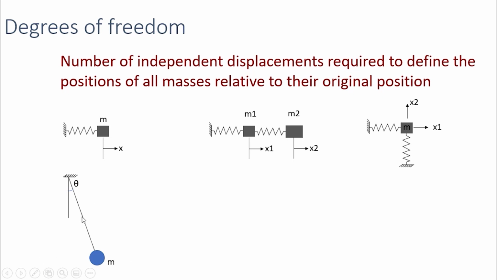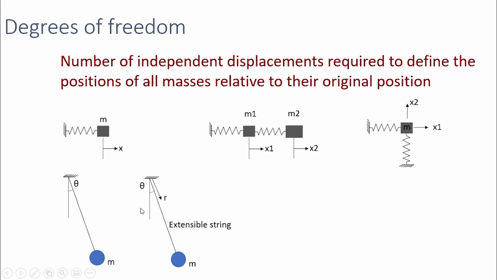If we assume that the string is not extensible, we can say that it is a single degree of freedom structure, because to describe the position of this mass at any instant, we only need to know this angle theta. If theta is known, we know where the mass is. So this is a single degree of freedom system.